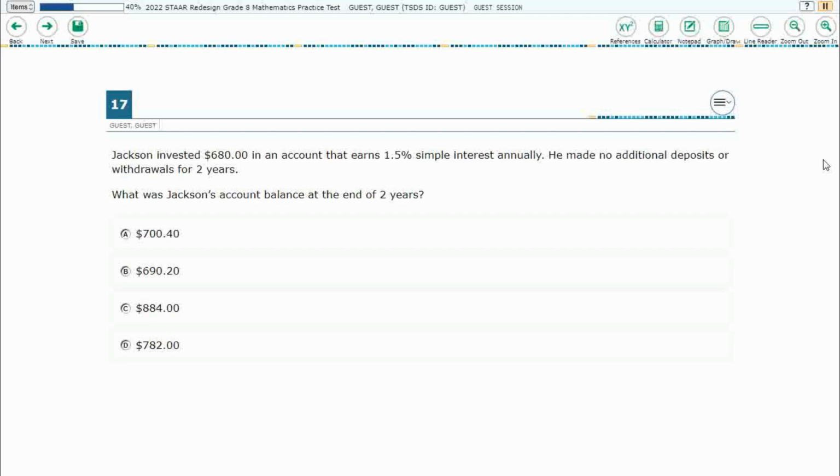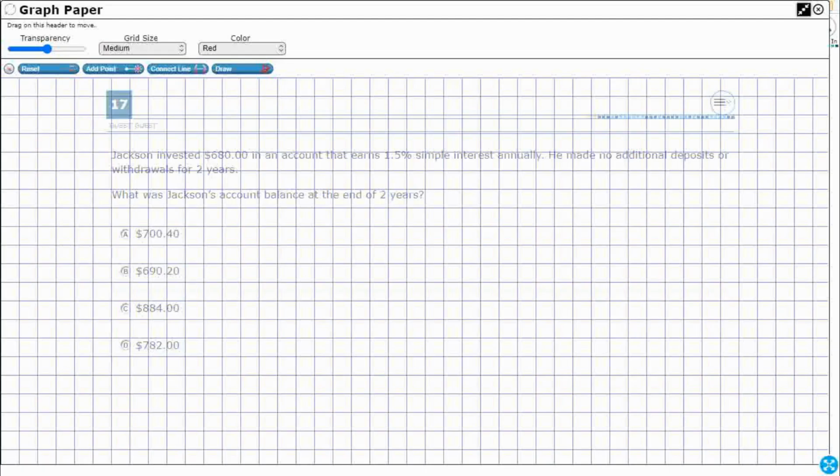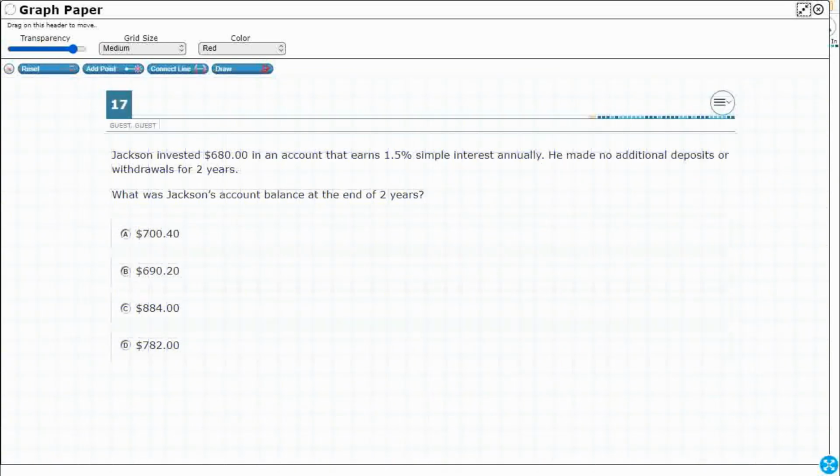So Jackson invested $680 in an account that earns 1.5% simple interest annually. No additional deposits or withdrawals for 2 years. So what was Jackson's account balance at the end of 2 years?